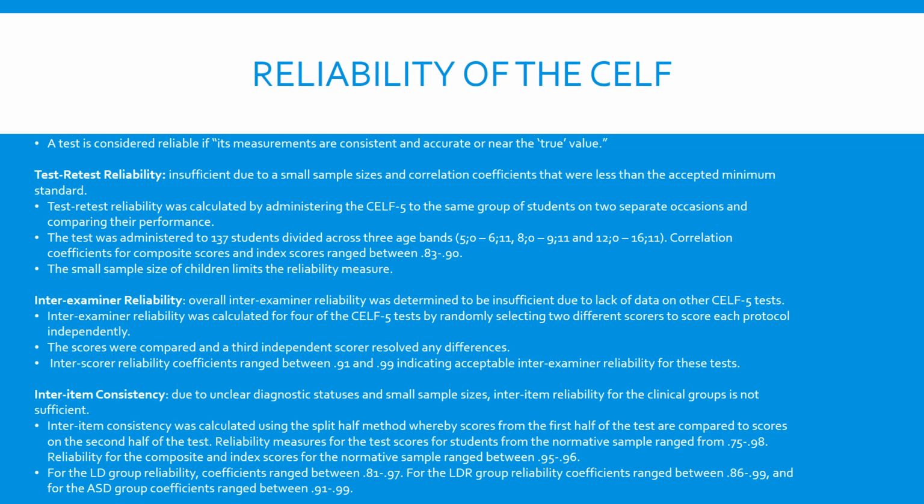So correlation coefficients for composite scores of this group range between 0.83 and 0.90, and the minimum standard for test reliability is 0.90, so it was below that as well. So the test-retest reliability of the CELF 5 was considered insufficient due to the small sample size and the correlation coefficients being less than the accepted minimum standard.